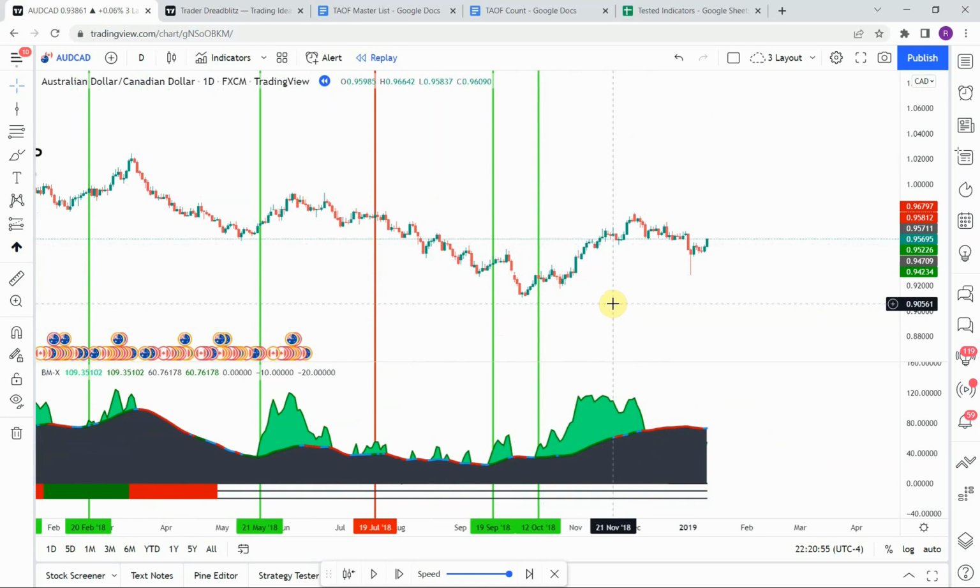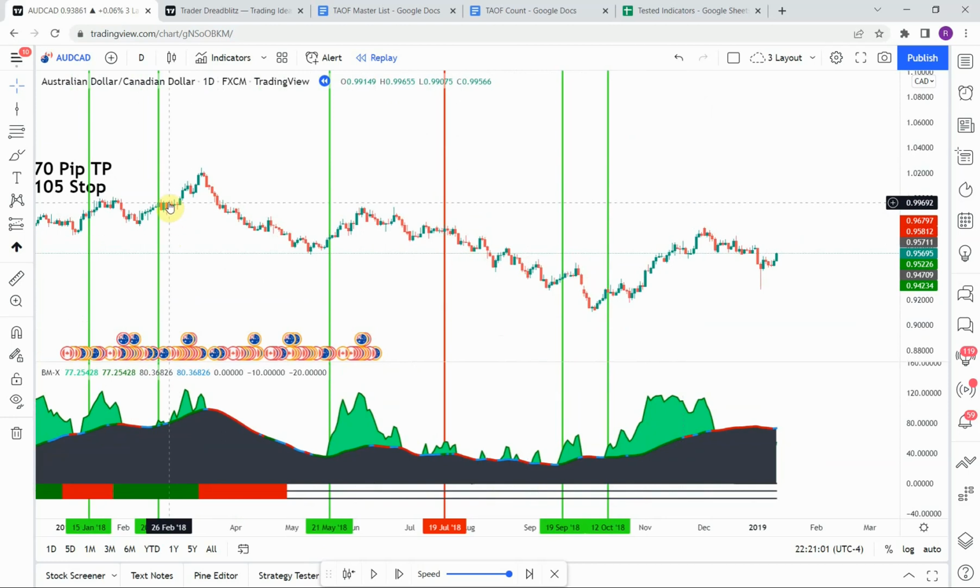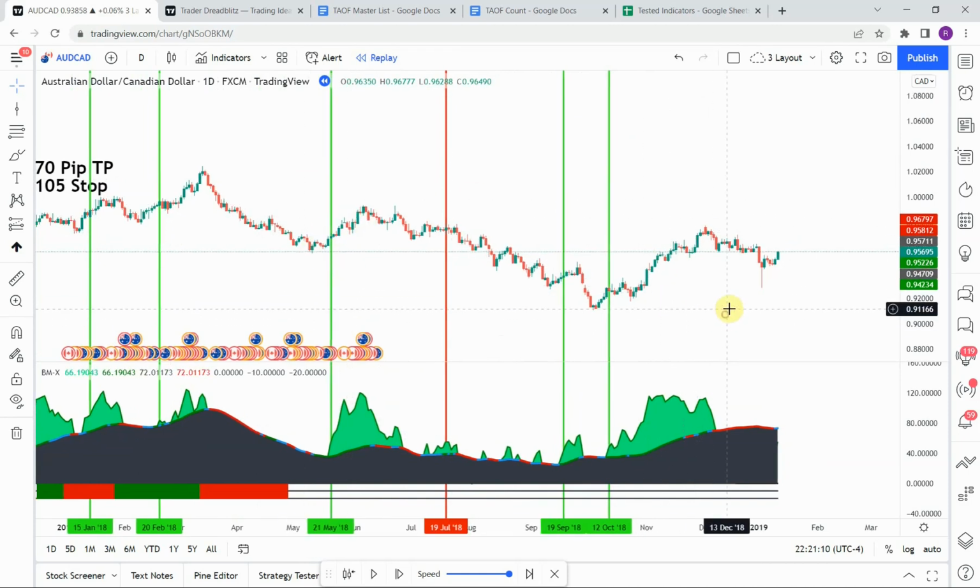And so it may not have a lot of trades within the 1 year's time, but the trades that it did signal, if you would have ridden them out as far as you could have, then you would have caught the majority of these decent trend moves.